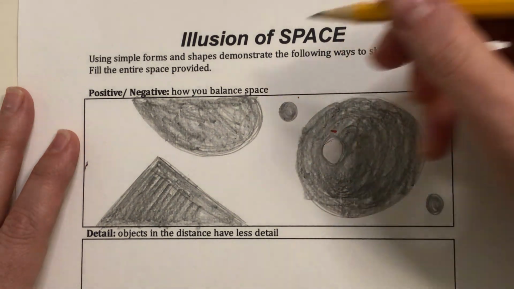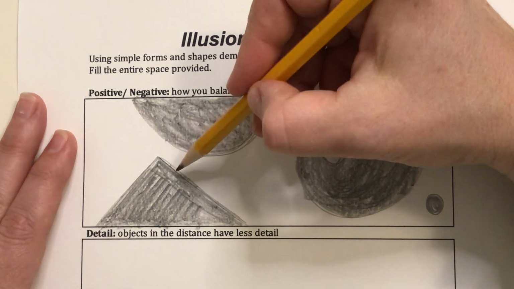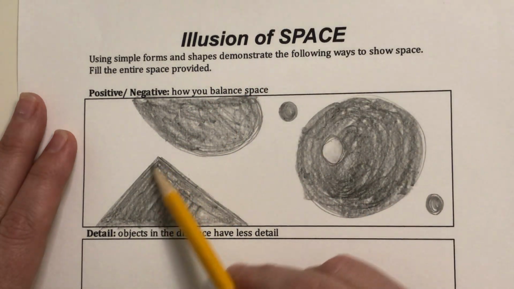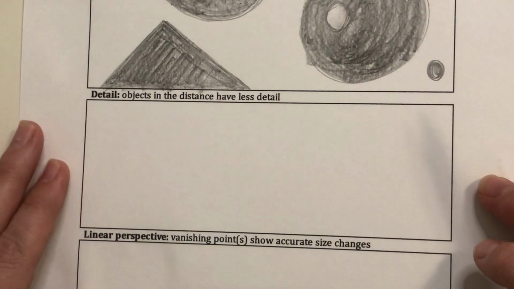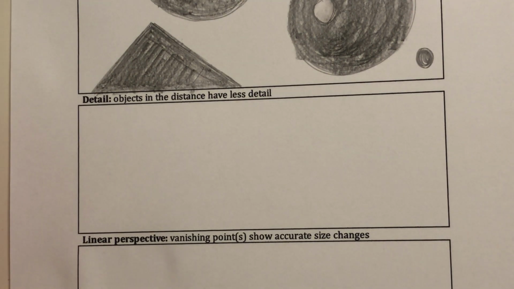Try to balance like 50-50%. Now, not all compositions do that, but for this exercise, try to balance about 50-50%. So that's positive, negative. Okay. The next rectangle is about detail.